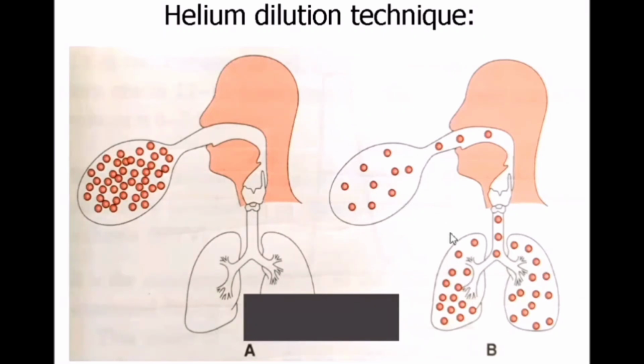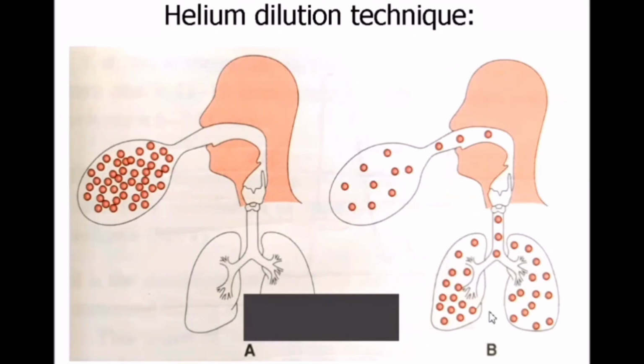To determine the residual volume, after FRC, the patient is asked to inhale pure oxygen after taking a forceful expiration. This is how you do the helium dilution method. The first picture shows the spirometer filled with a quantity of helium. The second picture shows the uniformity attained between the spirometer and the FRC of the lung. So this is the helium dilution method.